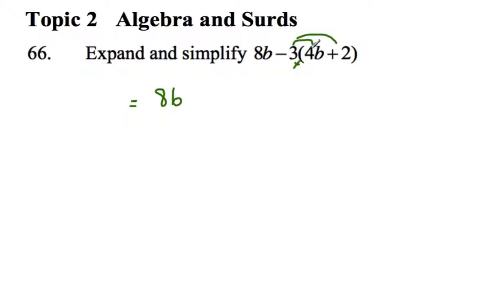Minus 3 times a 4b is a minus 12b. And then a minus 3 times a plus 2 is a minus 6. Now we've got a couple of like terms we can use here. We've got the b's and the b's here. We've got 8b, take away more than we've got. So we've got 8 minus 12 is minus 4b. And the minus 6 isn't a like term with that, so we'll just write that down separately. So we've got to make sure we expand there before we collect like terms. That's the way we would say it.